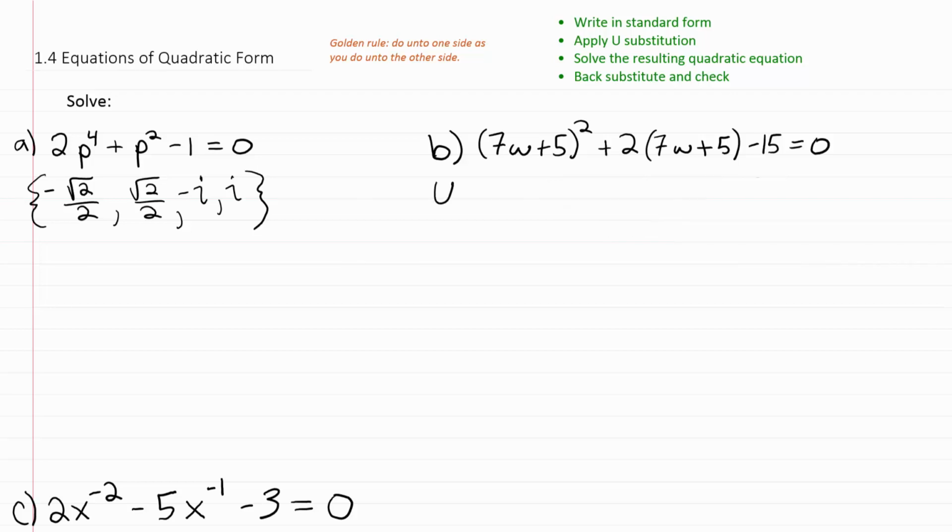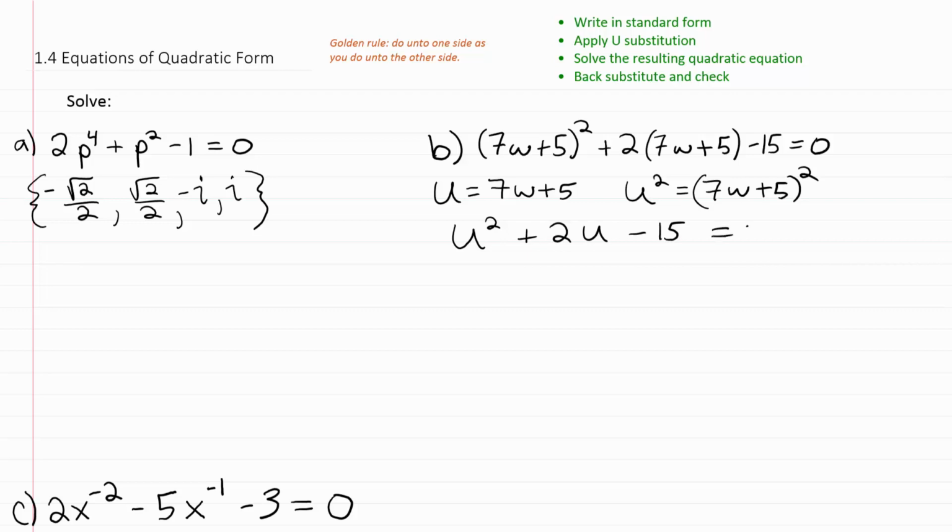So if we just let u be equal to the middle piece, 7w plus 5, then from there, we know that u squared would just be the square of 7w plus 5. So we'd square that. Okay, if that's the case, then we should be able to go ahead and substitute and say that u squared plus 2u minus 15 is equal to 0. That's a simple quadratic that we can solve.